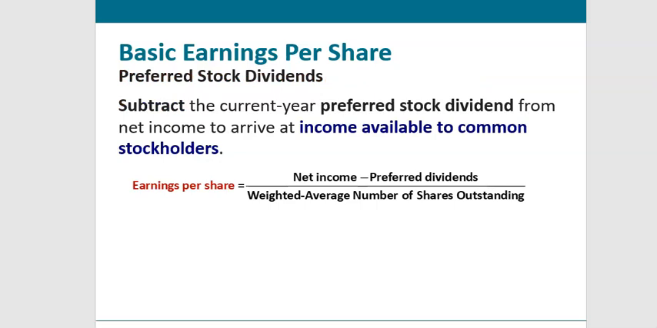See our basic earnings per share. That's all we're focusing on here. One more thing to add, we don't just take net income and divide by number of shares. Net income minus preferred dividends divided by, it's not just the number of shares that were outstanding.